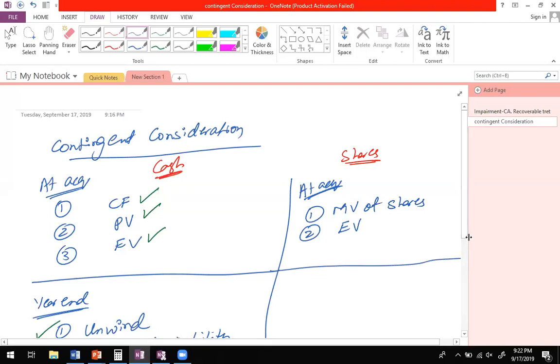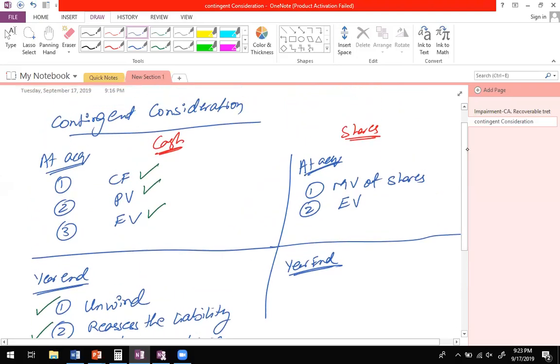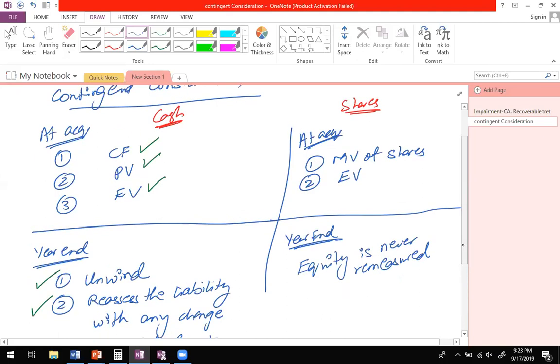Now there's one more important thing: what accounting is to be done at the year end? The answer is nothing. Because equity is never ever remeasured. So we do not need to remeasure the value that we have calculated initially. In case of cash, we do unwind it, we do reassess, but in case of equity, we are not going to reassess that or unwind that. So equity is never ever remeasured.